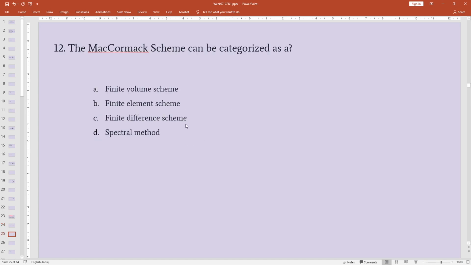Next question. The McCormack scheme can be categorized as, options are: option A, finite volume scheme; option B, finite element scheme; option C, finite difference scheme; option D, spectral method. This is a simple question. Can you easily answer it? Please inbox your answer.